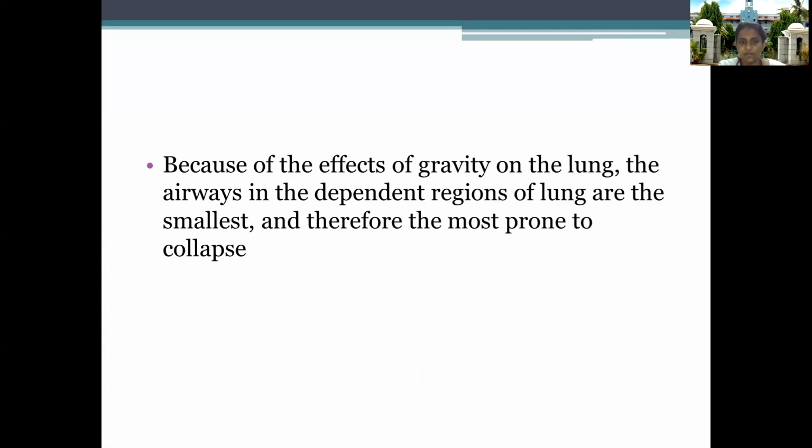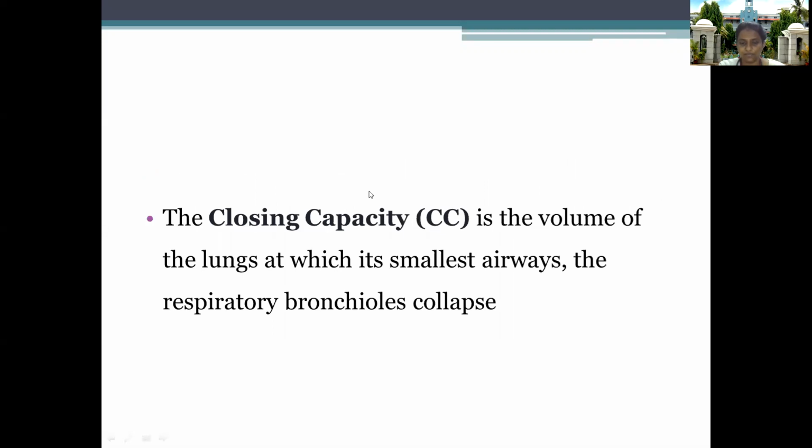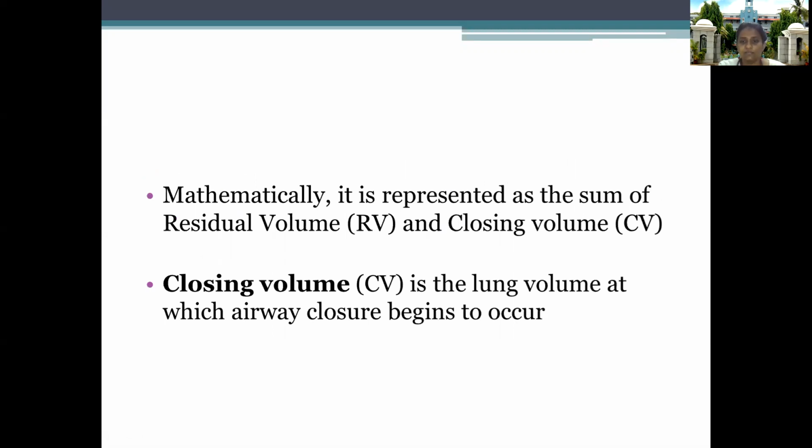When we think of the lung, we have to remember that the airways present in the dependent portion of the lung, that is the basal segments, are the smallest. This is because they have the weight of the entire lung on them, and therefore these airways are most prone to collapse. The closing capacity is thus the volume of the lungs at which its smallest airways, that is the respiratory bronchioles, collapse. Mathematically, we represent this as the sum of two volumes, the residual volume and the closing volume, where closing volume is the lung volume at which the airway closure begins.